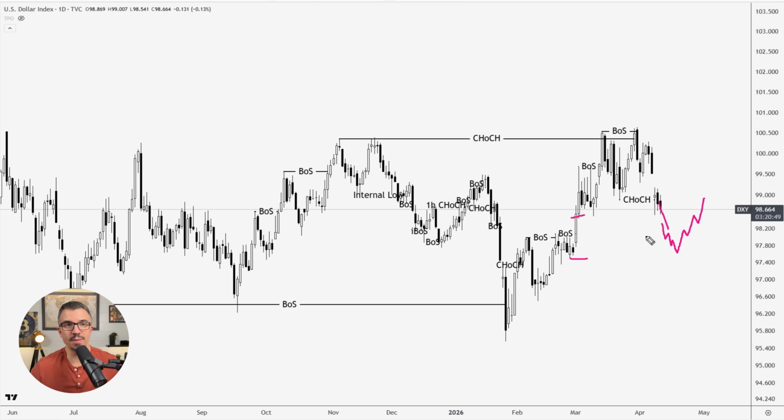Okay, so we can sum this up by basically saying that the lower time frames, the 1 hour, the 4 hour, do look bearish. However, the daily time frame does have this bullish change of character. Just remember though, that bullish and bearish are not synonymous with buy and sell.